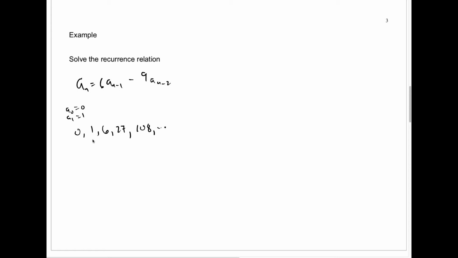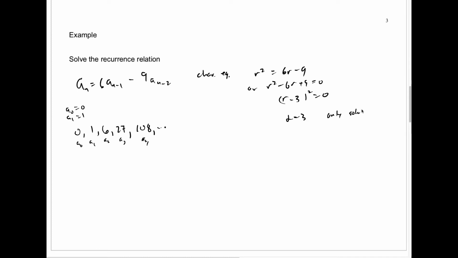Can we solve this recurrence to get a formula for this sequence? Remember, here's a naught, a1, a2, a3, a4, etc. The answer is yes. The characteristic equation is just r squared equals 6r minus 9, or r squared minus 6r plus 9 equals 0, which can be factored as r minus 3, quantity squared equals 0. So alpha equals 3, this is the only solution.